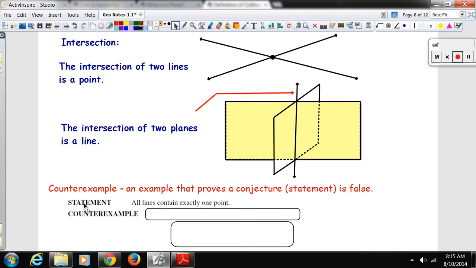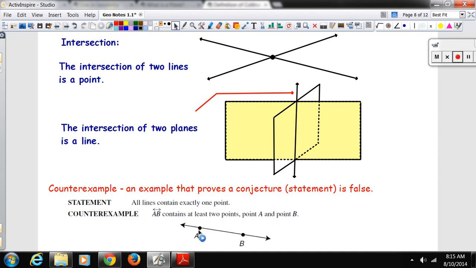If I was to say that all lines contain exactly 1 point, you would show a counterexample by AB containing 2 points. So that would be called a counterexample because it proves that my statement was wrong. It proves that all lines contain more than 1 point. If it's just 1 point, then it would just be a point, not a line. So you gotta have at least 2 points to make a straight line. So that's called a counterexample. When you prove a statement to be false, we call it a counterexample.